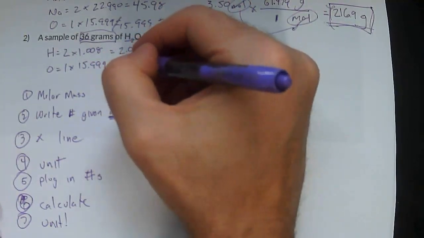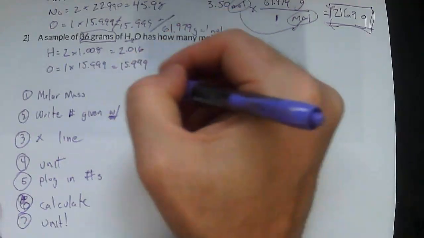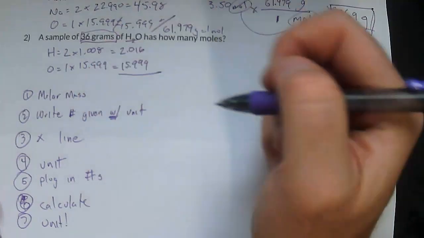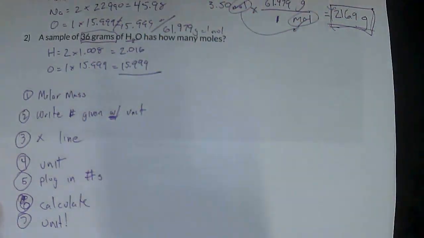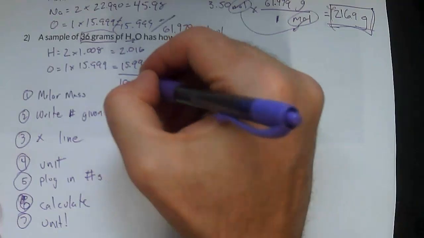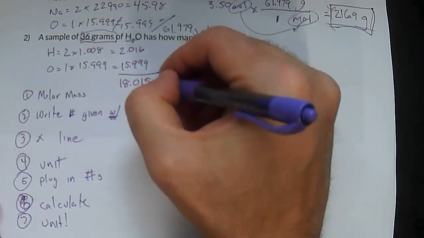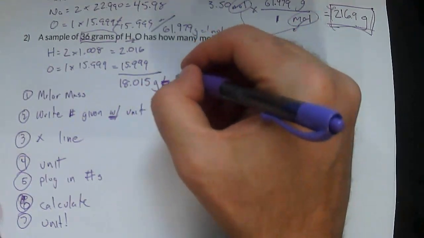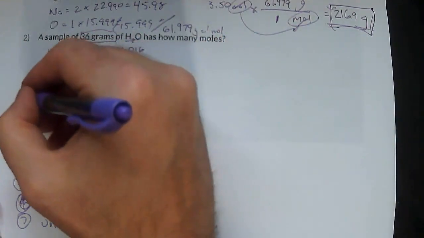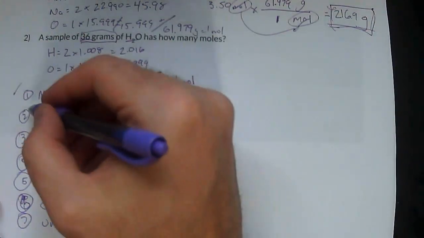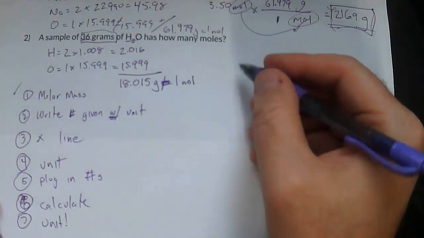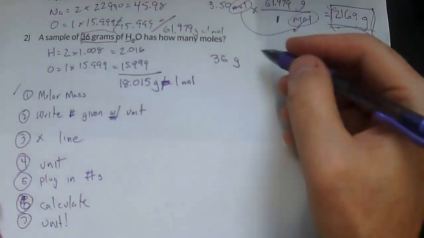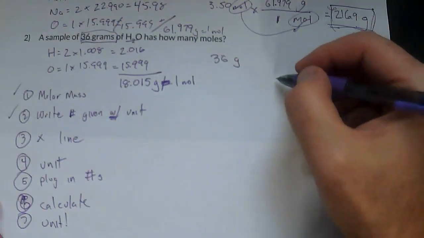So I'm doing a lot of this math in my head. Plus I've memorized the periodic table to some degree, so I'm able to do this. You may need to look this up, but I'm looking up the molar mass. I have the molar mass. Grams equals 1 mole. So we found the molar mass, and now we can write the number given, 36 grams. Now we're going to X line.